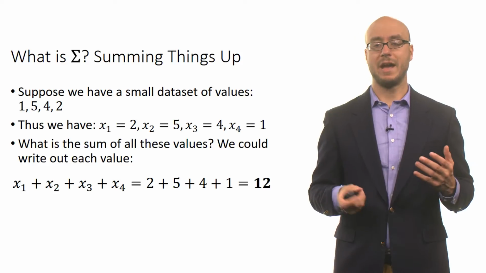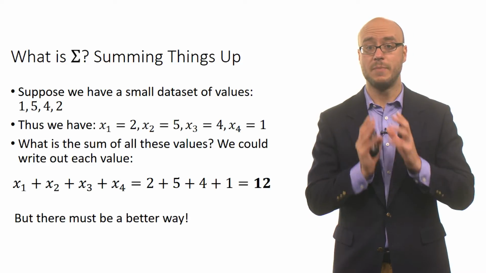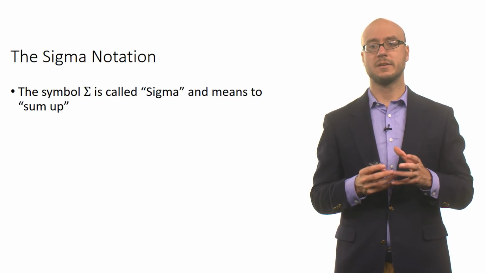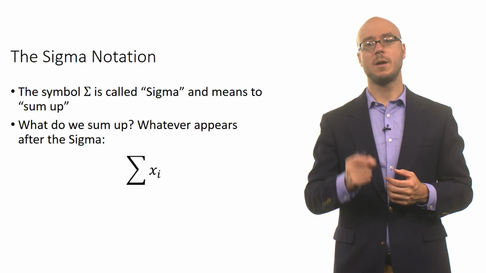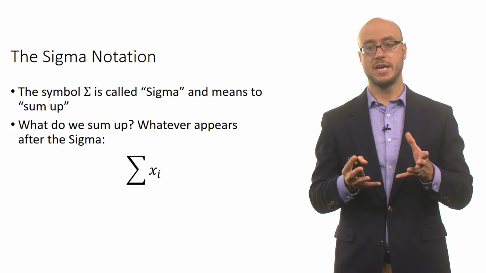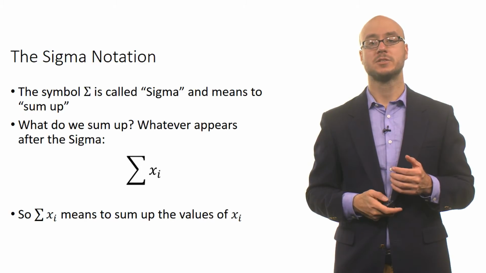You can write everything out like this, but there must be a better way, and there is. It's called sigma notation. The Greek letter sigma just means to sum up. And what do we sum up? We sum up whatever appears after the sigma. So in this case, what we're summing up is x subscript i.